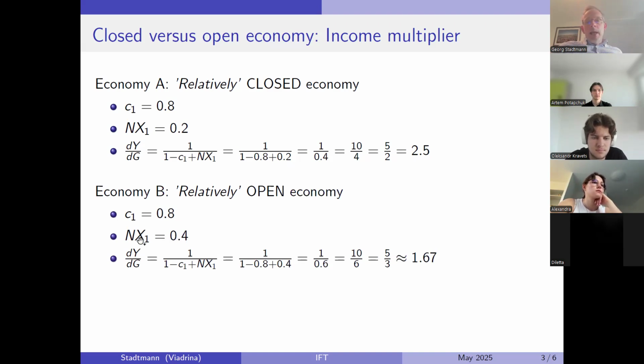Yeah, in economy B, nx1 is relatively large, or is larger than in economy A. And here, when we put nx1 into the equation, in the end, the fiscal multiplier only takes the value of 1.67. So when the government increases government spending by 1 unit, GDP is only up by 1.67 units. Why is that? Why is the fiscal multiplier smaller in case the economy is relatively open?